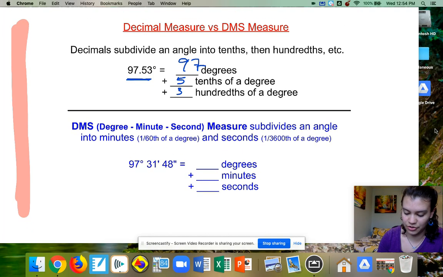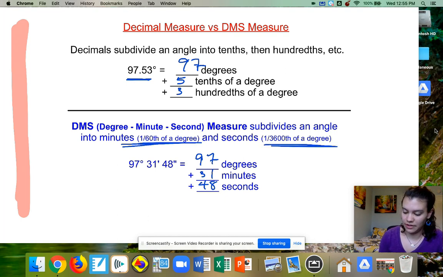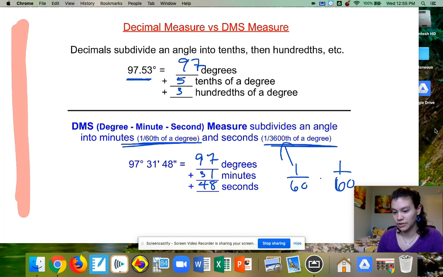So then on your degrees, minutes, seconds, you can do a similar idea. We're going to have 97 degrees, 31 minutes, and 48 seconds. And this works the same way as minutes and seconds do on a clock. So for your minutes, that's going to be 1/60th of a degree. And then your seconds are going to be 1/3600ths. This comes from taking 1/60th to get a minute, and then times 60 seconds in a minute will give you your 1/3600th.